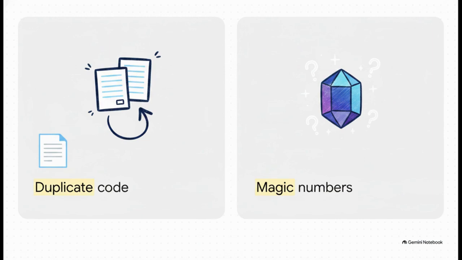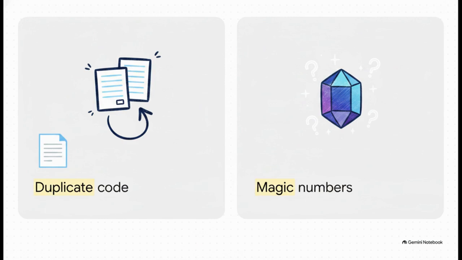It's the classic copy and paste mistake. The exact same logic exists in 2, 3, maybe 20 different places. The problem? Well, if you ever need to fix a bug in that logic, you have to track down every single duplicated copy. It is a maintenance nightmare.